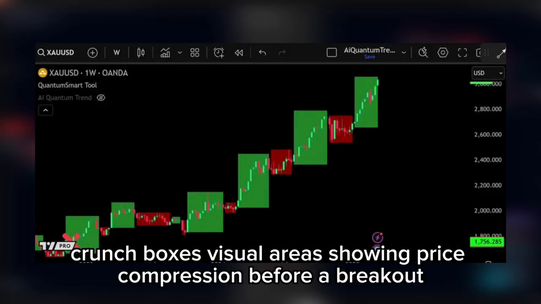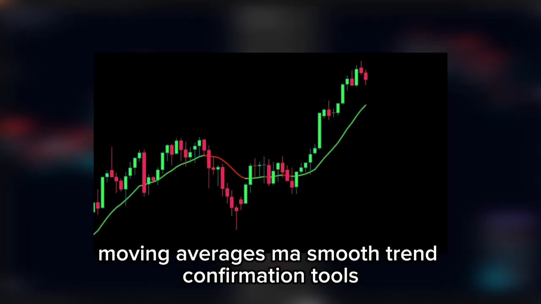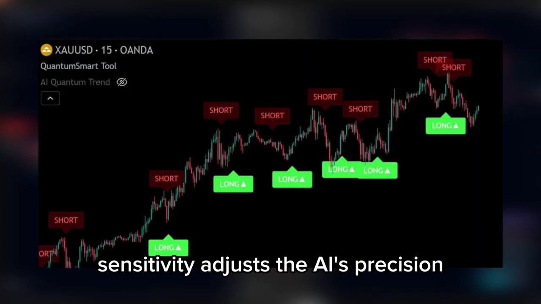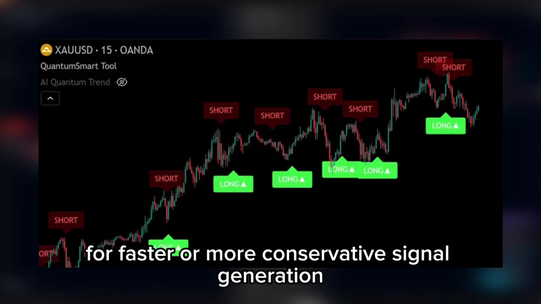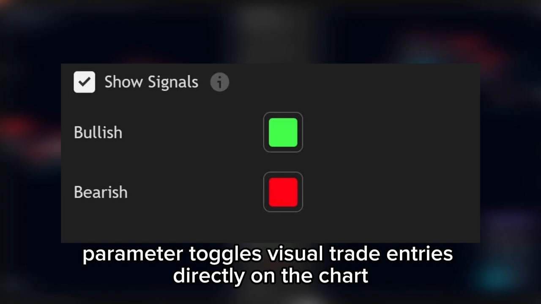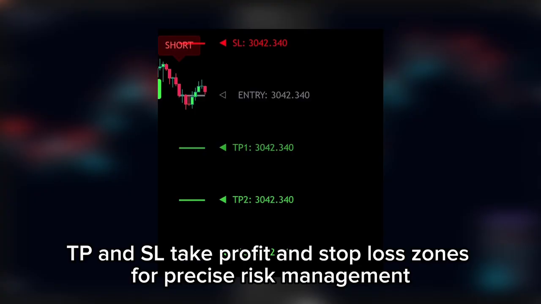Crunch Boxes, visual areas showing price compression before a breakout. Tail Trend tracks local trend extensions and short-term reversals. Moving Averages, MA, smooth trend confirmation tools. Signal Method defines how entry confirmations are calculated. Sensitivity adjusts the AI's precision for faster or more conservative signal generation. Show Signals Parameter toggles visual trade entries directly on the chart. TP and SL, take profit and stop loss zones for precise risk management.